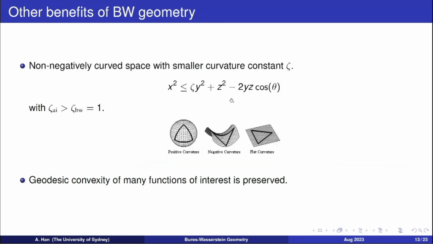Apart from the condition number of BW versus AI geometries, we can also show that because BW is a non-negatively curved space, it comes with a smaller curvature constant zeta in the following trigonometry distance bound. This bound has appeared commonly for analyzing first-order algorithms on manifolds, as we can see later. A smaller bound usually results in faster convergence rates. Also, BW preserves the geodesic convexity for many interesting functions, which suggests that if we switch from affine invariant geometry to BW for these functions, we're not losing anything in terms of the convergence guarantees.